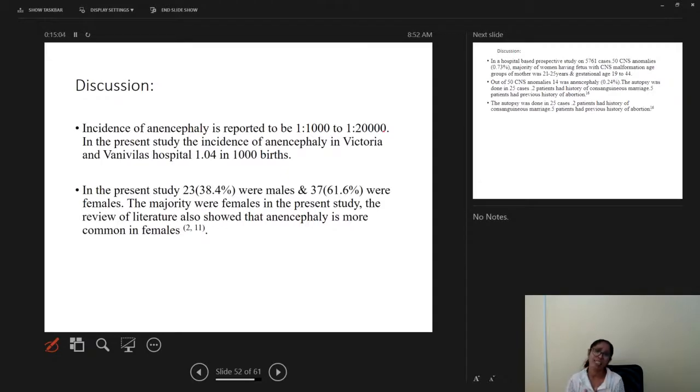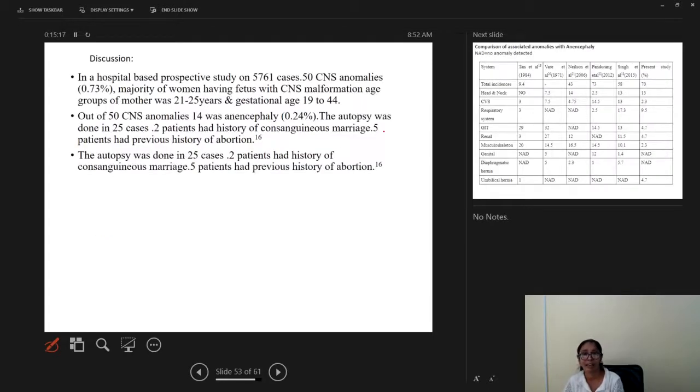In a study, we found that the incidence of anencephaly in Victoria and Hornevanivilas Hospital is 1.04 in 1000 births, and the majority were female, which I've already described. There were a lot of hospital-based studies, which included 5,761 cases, out of which 50 cases had congenital anomalies. The gestational age was about 19 to 44 weeks, and 50 had a CNS anomaly.